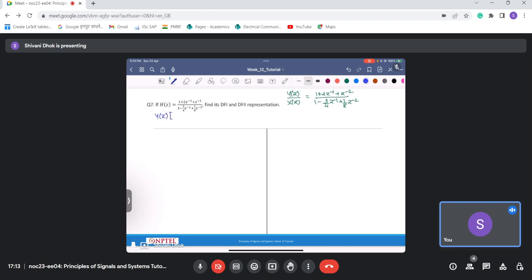So this I can write as Y of z into 1 minus 3 by 4 z inverse plus 1 by 8 z to the power minus 2 is equal to X of z into 1 plus 2 z inverse plus z to the power minus 2. And this I can write as y of n is equal to x of n plus 2x of n minus 1 plus x of n minus 2 plus 3 by 4 y of n minus 1 minus 1 by 8 y of n minus 2.